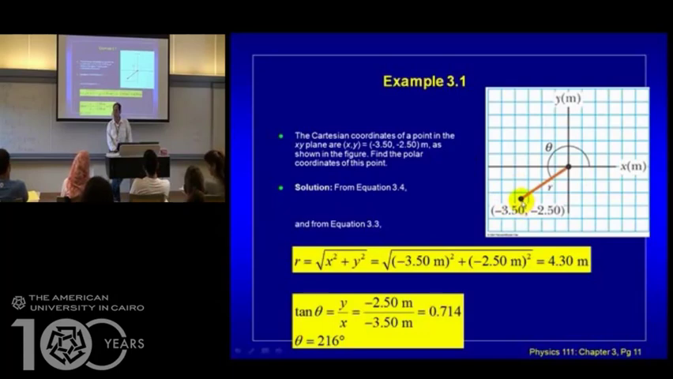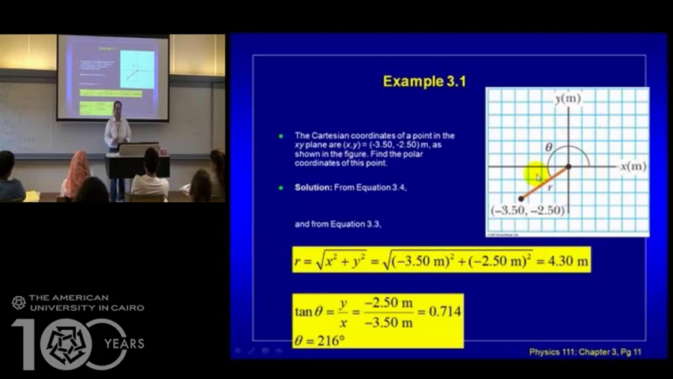In other words, we need to find r, how long is that vector r, and we need to find the angle theta. Can you remind me of the definition of the angle theta? It's the angle measured from the positive x-axis going counterclockwise until you reach the vector. This is the angle theta. Okay, let's do that together.